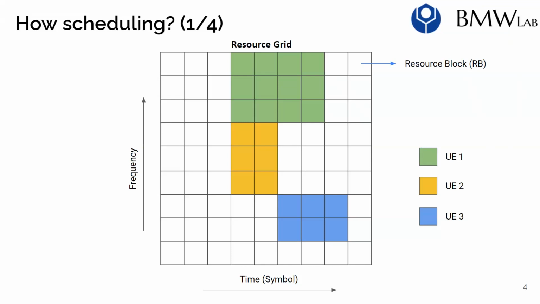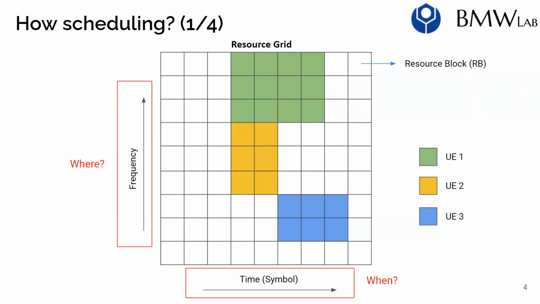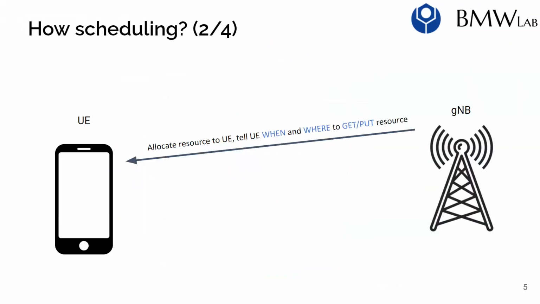And the most important part for the UE is to know when it can get the resource, and also where it can get the resource. So the scheduler is also split into 2 parts: the time domain scheduling and the frequency domain scheduling. So this is the basic knowledge.